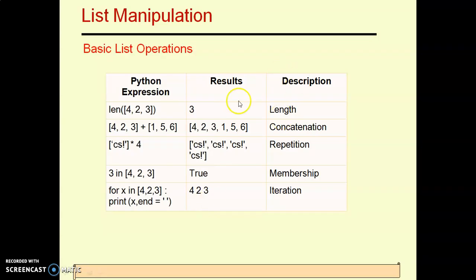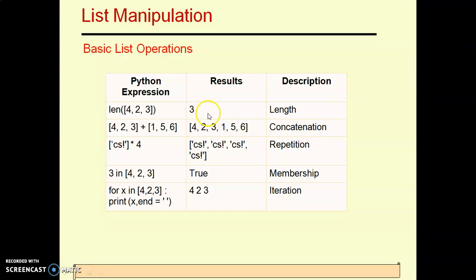Now friends, there are some basic list operations which you must learn. First is the length function, L-E-N. What does the length function do? The length function returns the number of elements in a particular list. For example, if I write len of 4, 2, 3, there are 3 elements, so it returns 3.